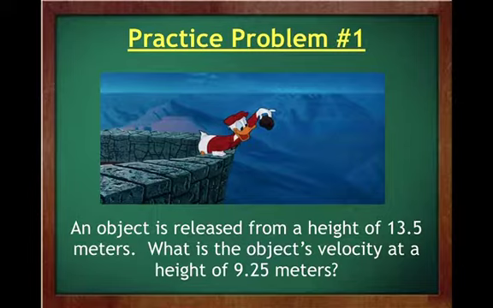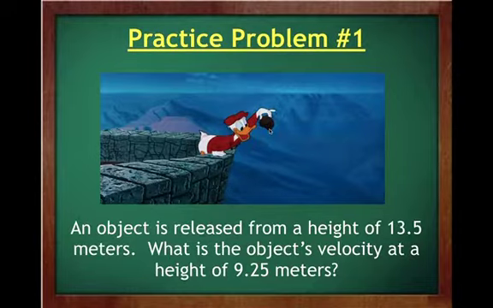In this first one, an object is released from a height of 13.5 meters. What is the object's velocity at a height of 9.25 meters? Now you might look at this question and say, hey, that's really similar to when we did our lesson on free-falling objects. And you're right, you could solve this problem using our information on free-falling objects, knowing that gravity was equal to 9.81 meters per second squared, and you had the height, and you knew the change in displacement, and that acceleration was due to gravity, and your initial velocity would have been 0 because you were not moving at the beginning.